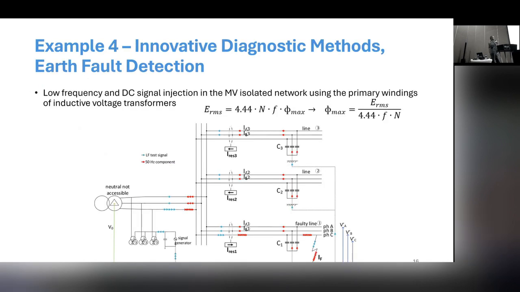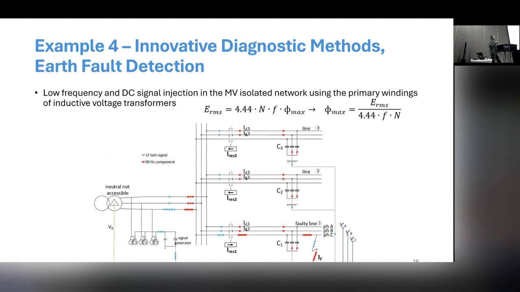Okay, so example number 4 is related to application of EMTP for earth fault detection. As you know, in medium voltage industrial networks, let's say usually the neutral point is not grounded. And when we have earth fault, especially when you have high impedance earth fault, it is very hard to detect because the fault current is very small. So here idea was, so you can see a small part, let's say, of the distribution grid.